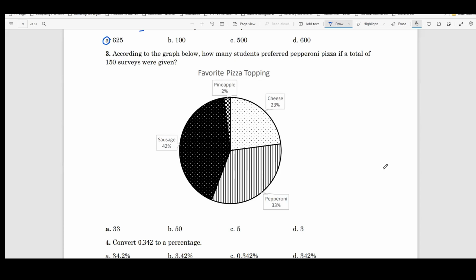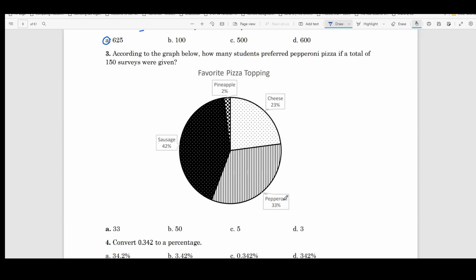All right, so let's take a look at the question. It says, according to the graph below, how many students prefer pepperoni pizza if a total of 150 surveys were given? All right, so if we take a look at our graph, this is a circle graph, which is normally made up of percentages. Sometimes it can be based on whole numbers, but primarily percentages, and it's describing favorite pizza toppings. So we have sausage, we have pineapple, we have cheese, and we have pepperoni.